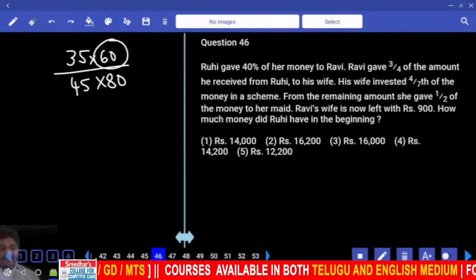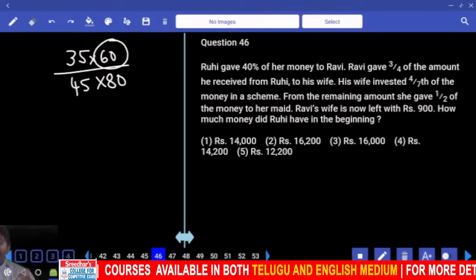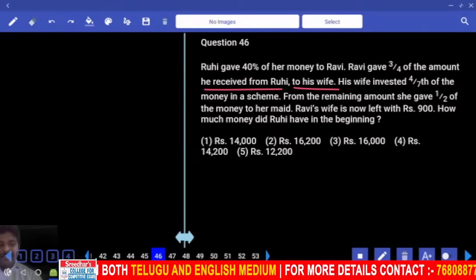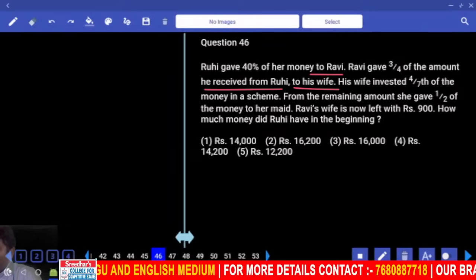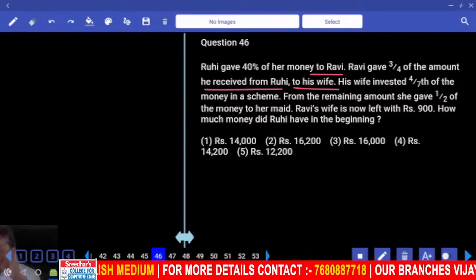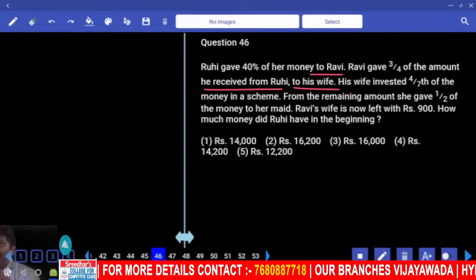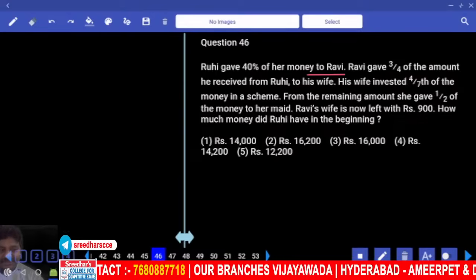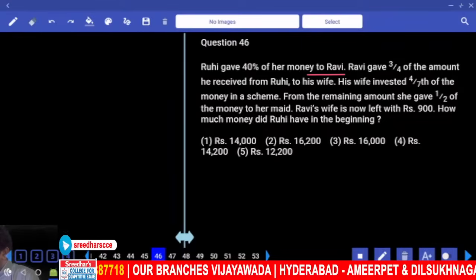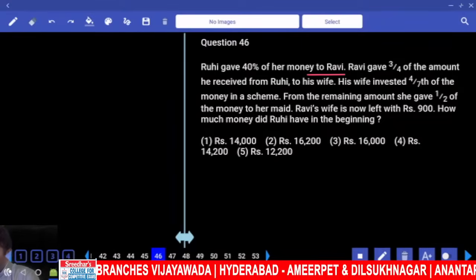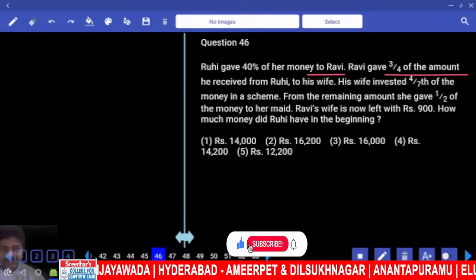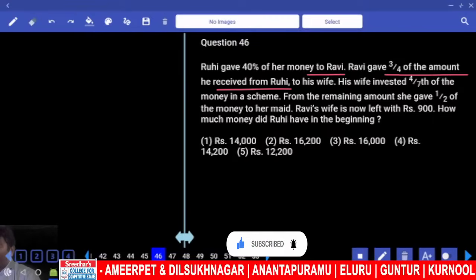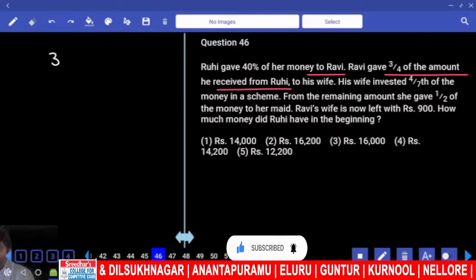Ruhi gave 40% of her money to Ravi. Ravi gave 3/4 of the amount he received from Ruhi to his wife. So how much did Ravi receive? See, while you read, you have to think and maintain the data. Ruhi gave 40% to Ravi. Assume you are Ravi. How much do you have now? 40. 3/4 he is giving to his wife. 3/4 of 40. How much are you giving now? 30%.